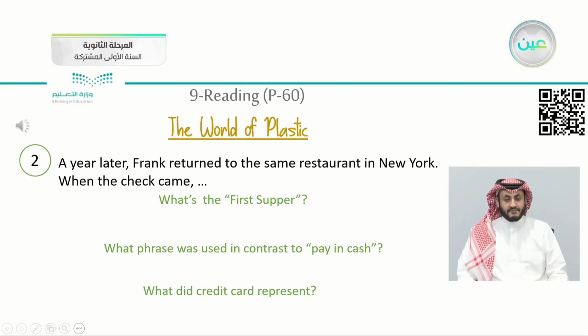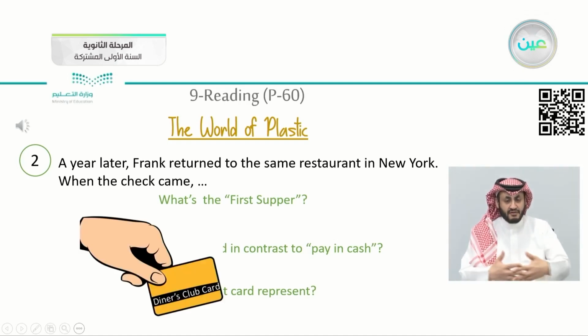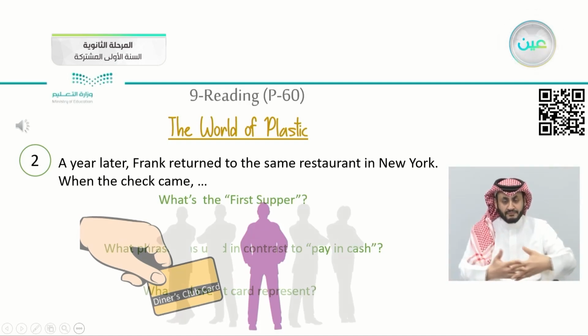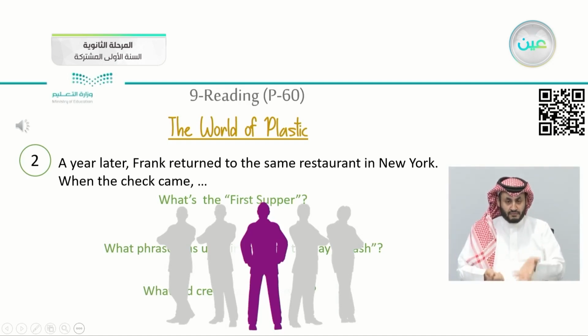A year later, Frank returned to the same restaurant in New York. When the check came, Frank handed the waiter a small cardboard card, a Diners Club card, and signed for the meal. This event is known in the credit card industry as the First Supper. Soon, the concept of charging it was picked up by merchants as an alternative form of payment to the use of cash. By 1952, the Diners Club card was accepted by thousands of businesses across the United States, and it became a status symbol for those who carried it.